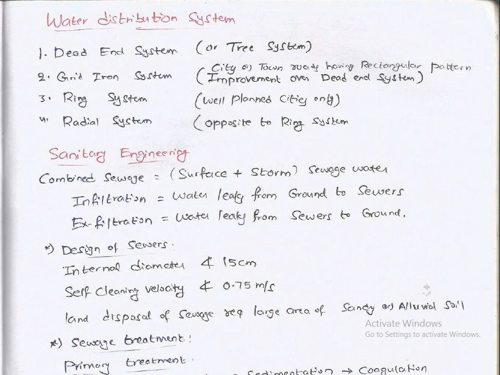Design of sewers: internal diameter not less than 15 centimeters, self-cleansing velocity not less than 0.75 meter per second. Land disposal of sewage requires a large area of sandy and alluvial soil. Sewage treatment: primary treatment includes screening, grit chamber, sedimentation, coagulation. Secondary or biological treatment of sewage is done by sewage filters and the activated sludge process unit. Mostly used filters are trickling filters.